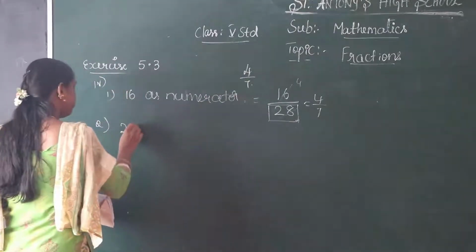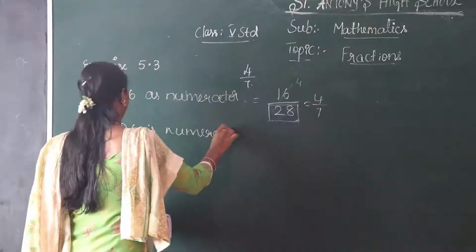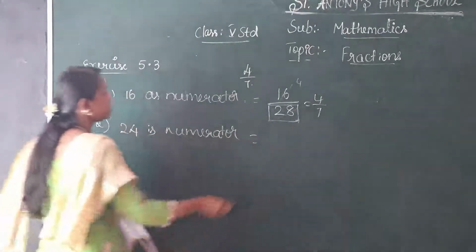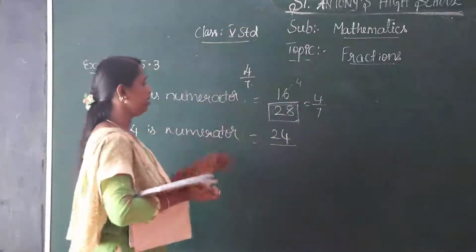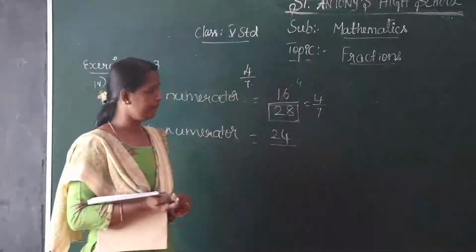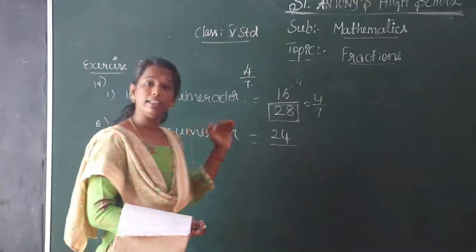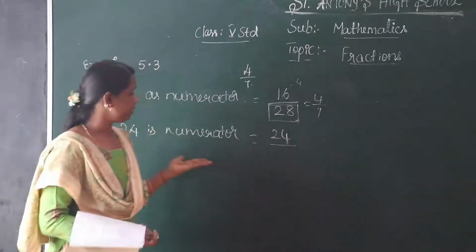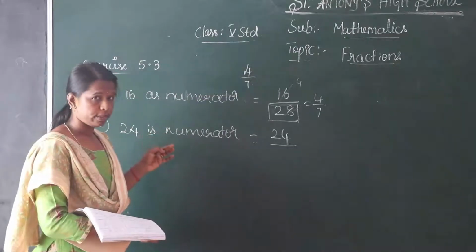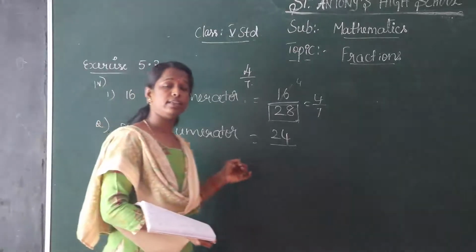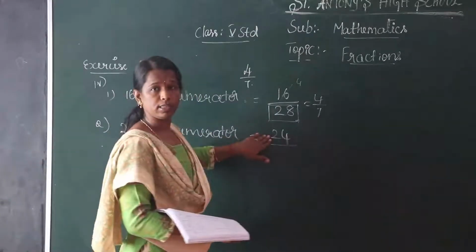Okay. Second one, 24 is a numerator. So first write down 24, and we don't know the denominator. So this fraction is equivalent to 4 by 7. Okay. So 24 is in which table? 24 is in the 4th table. Okay. So in which table will it appear? 8 4s are 24, you know. 8 1s are 8, 8 2s are 16, 8 3s are how much? 8 3s are 24. So it is not possible.